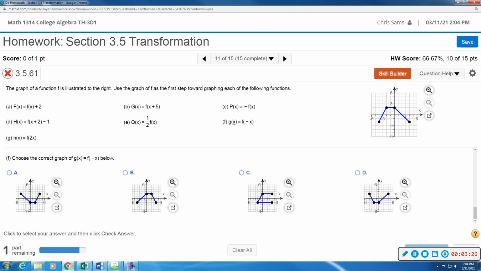Okay, F, this is a y-axis reflection, so it says take the x's and make them negative. So everything that was negative is now going to become positive, and everything that was positive is now going to become negative. All the x values will change signs. So this graph will get flipped across this y-axis. So B is the graph that reflects it.